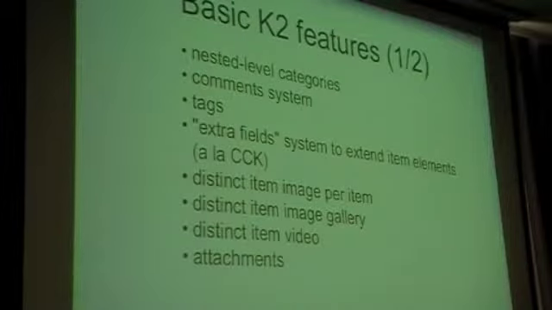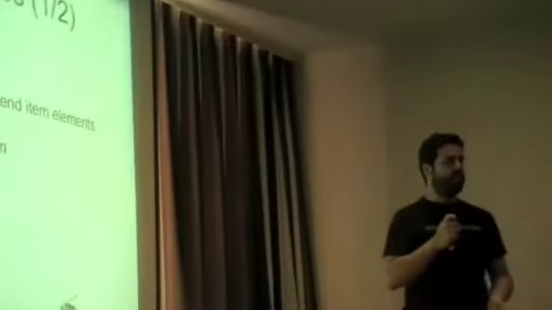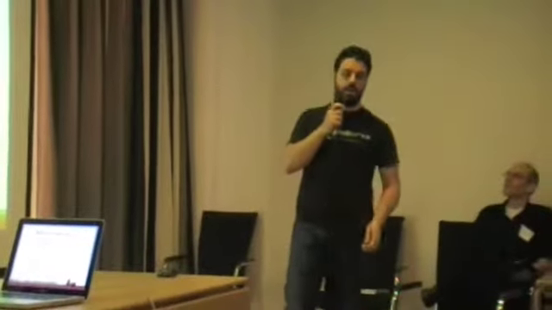So what are the main features of K2? What makes it stand out aside from these CCK-like characteristics? Well, it's essentially Joomla 1.6 and a lot more. So we have nested level categories. We have a powerful comment system with integration with services for fighting spam. We have tags. We have the extra field system, which we can use to extend the item elements.